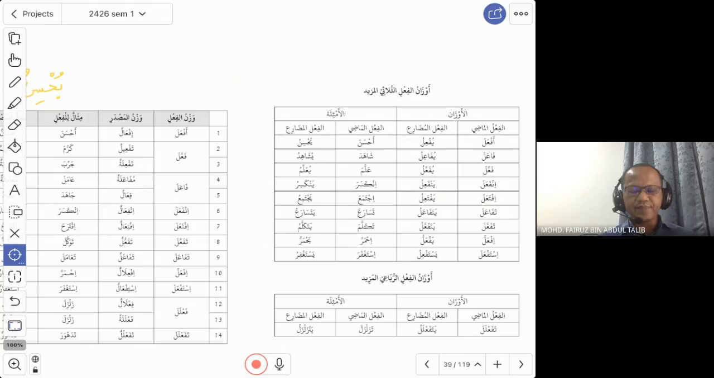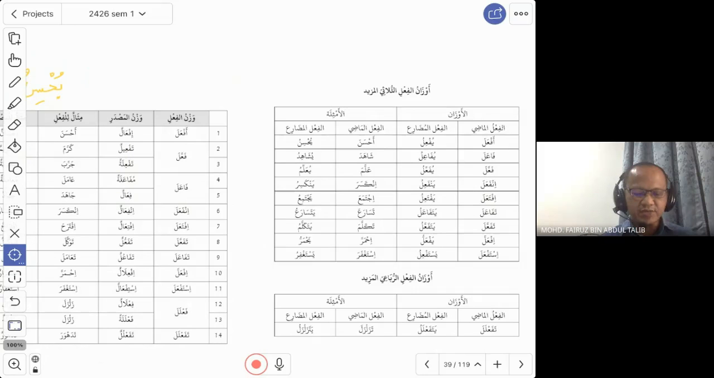But if you look at this wazan, it has another masdar, which means you can have two masdar. Sometimes you can have more than one masdar, more than one verbal noun for a fi'il. So in this case, if it is fa'ala, the masdar can be either taf'il or taf'ilah. It depends on the context. Taf'il or taf'ilah. So at the moment, we just form both of them.